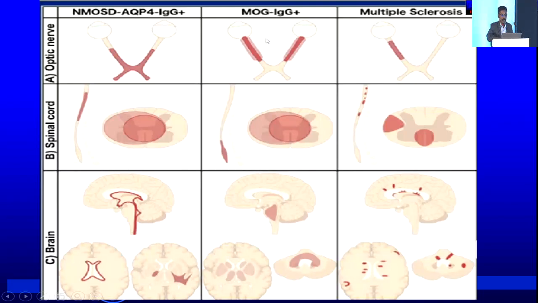And this is for MOG antibodies. It can be a more anterior location, and the spinal cord involvement can be more caudal.